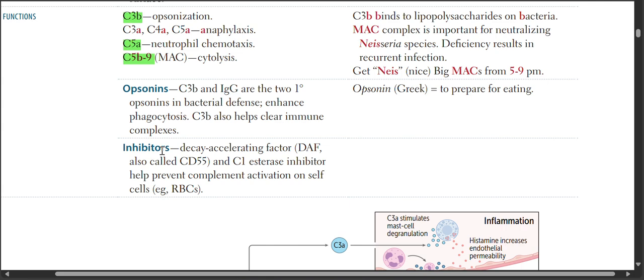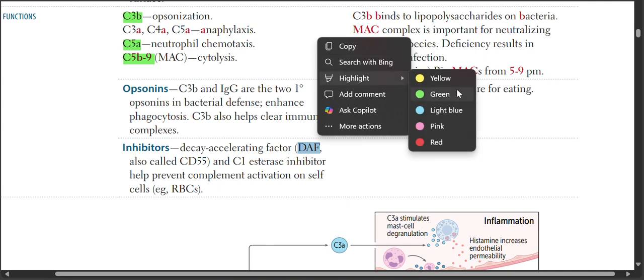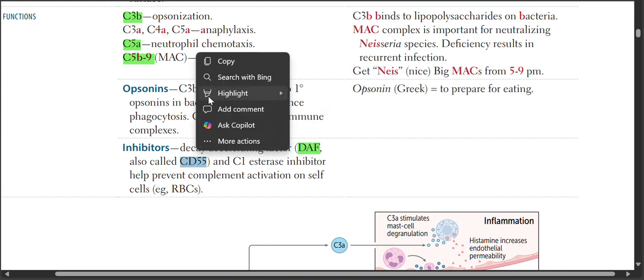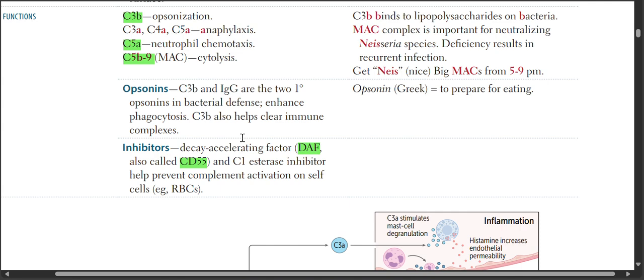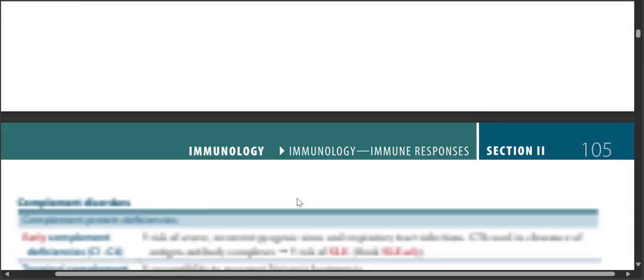So your body has an inbuilt defense, and this defense is two proteins actually: the DAF protein and the CD55 protein. What these proteins do is prevent the activation of complement on RBCs or our own cells, and we want to prevent that. If you have a deficiency of DAF or CD55, then you can develop something called paroxysmal nocturnal hemoglobinuria, which we will study soon.